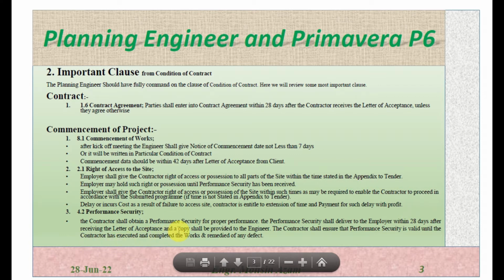As we discussed, the contractor should have to submit the performance security bond for the contract. It should be submitted within 28 days after receiving the letter of acceptance, and a copy shall be provided to the engineer. So they should issue a copy to the engineer at the same time.